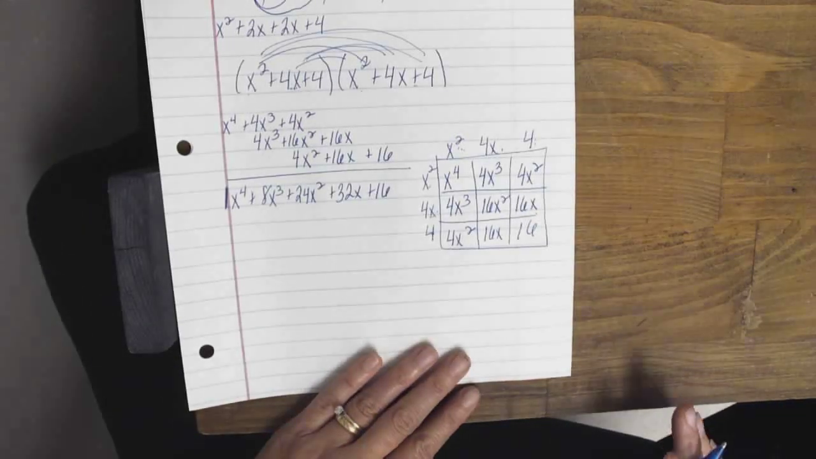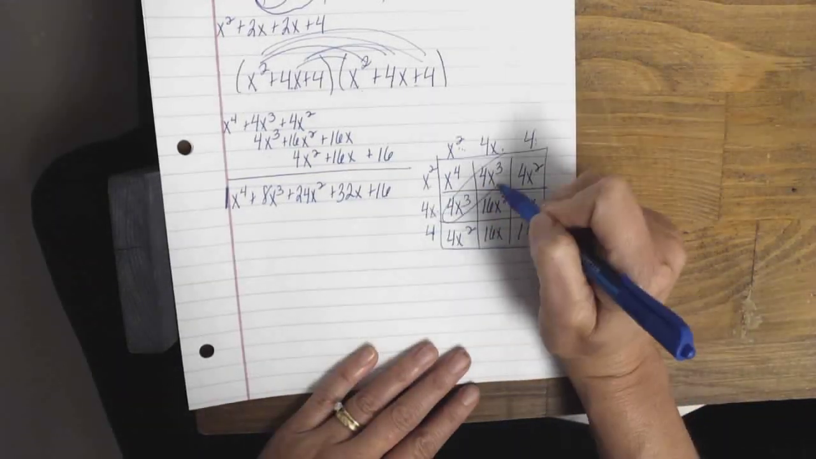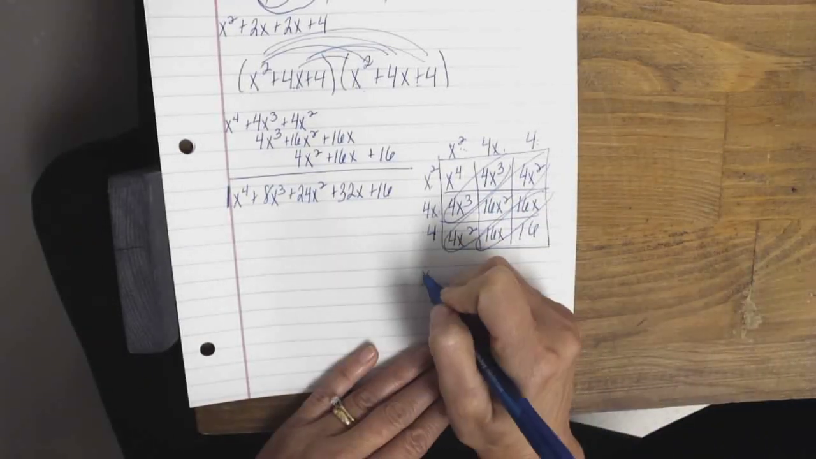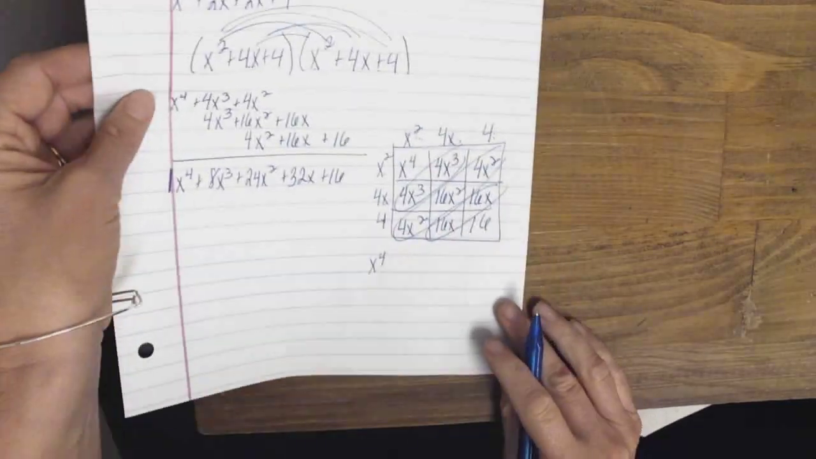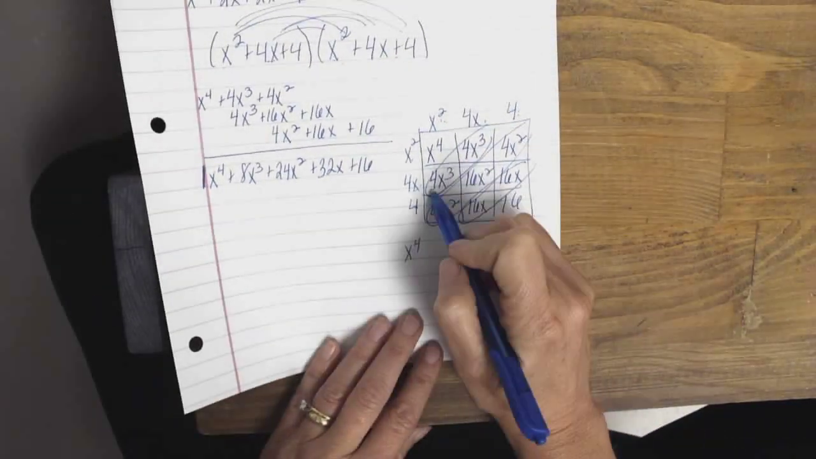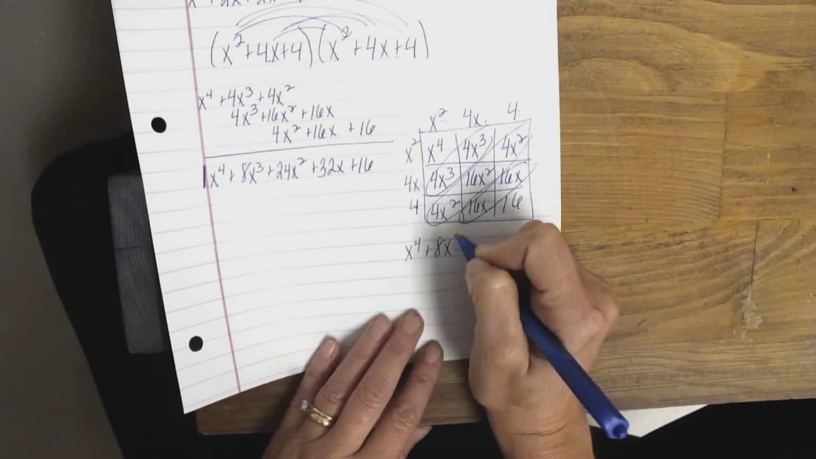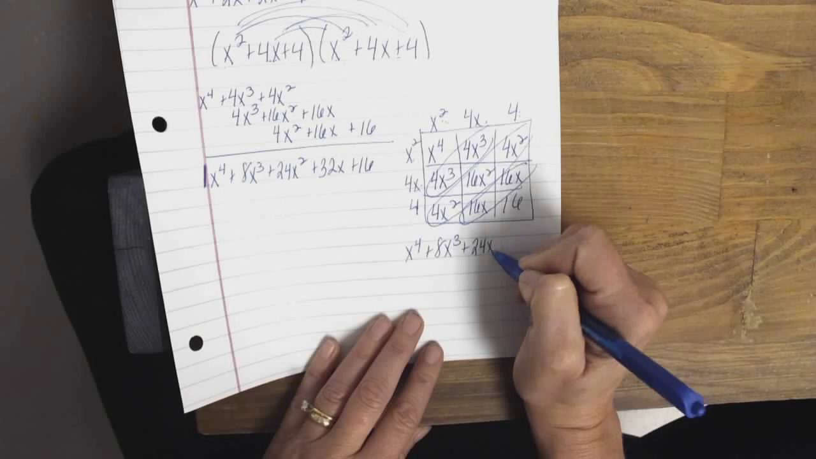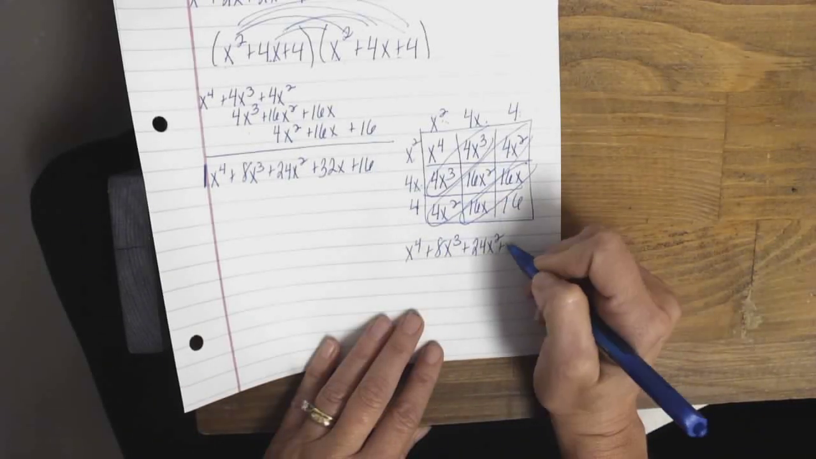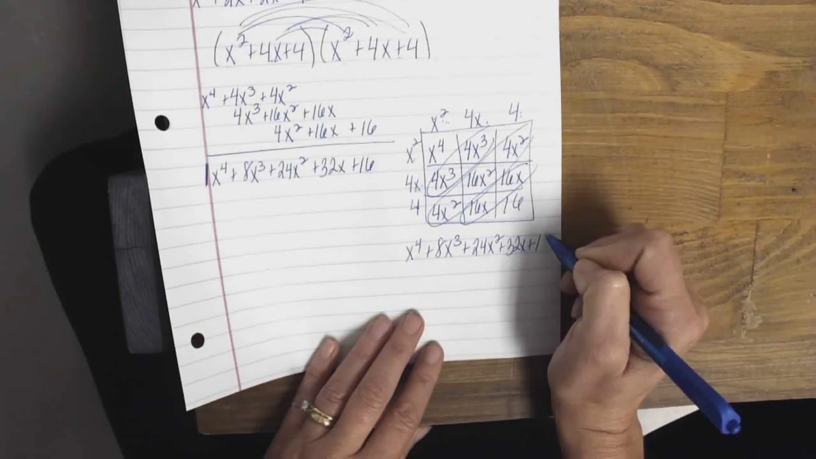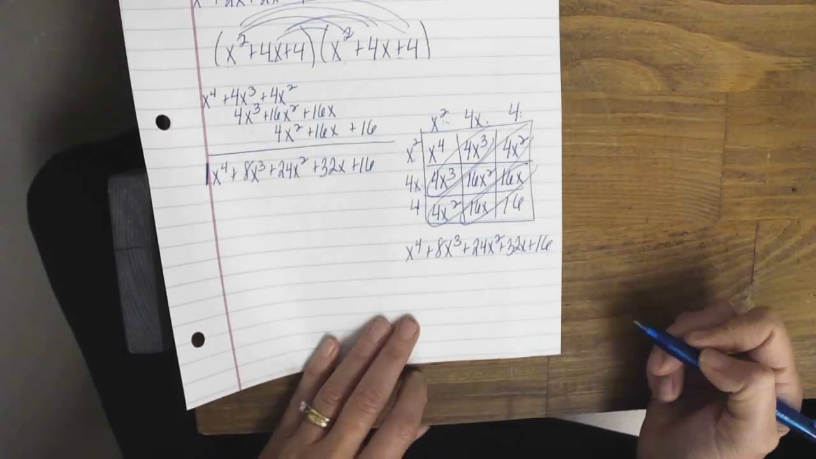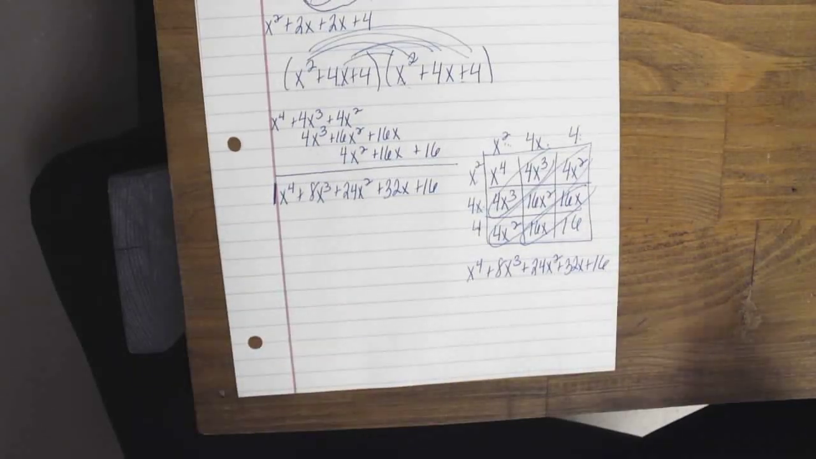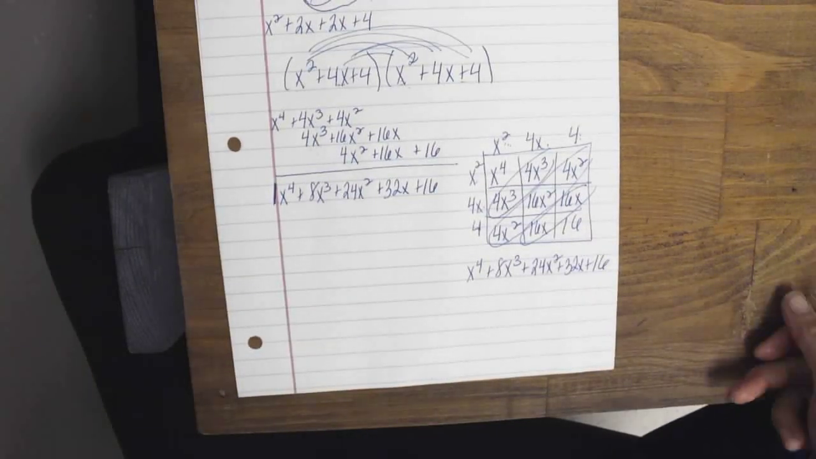Now some students really like this one because they can see the like terms on the diagonal. And you'll still get x to the fourth. 4 and 4 gives me 8x cubed. 4, 4, and 16 is 24x squared. 16 and 16 is 32x. And a 16 on the end. So you will get the same answer, it's just what you prefer to do. So that's cubing and raising something to the fourth power of a binomial.